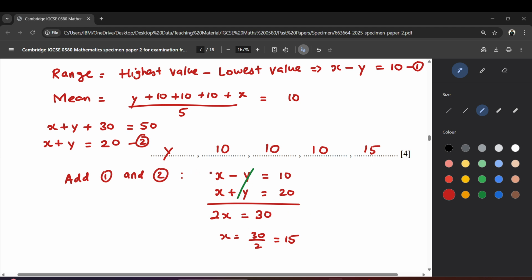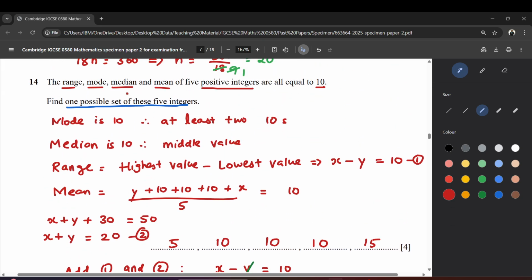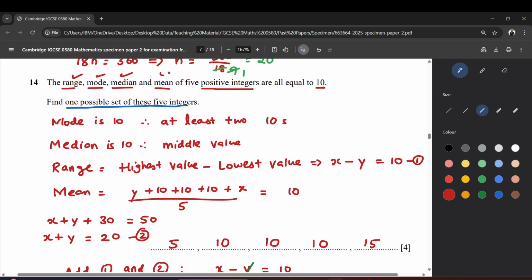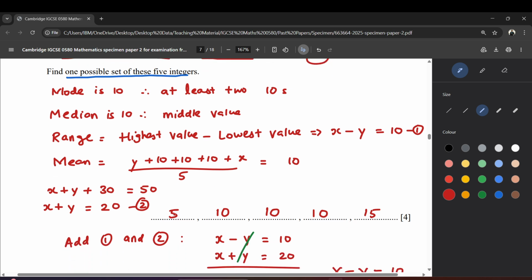Now for y, we know that x minus y is equal to 10. So 15 minus y is equal to 10. y goes to the other side, 10 comes to this side. So y is equal to 15 minus 10, which is equal to 5. So therefore, one of the sets of positive integers that will give us range, mode, median, and mean all as 10 is 5, 10, 10, 10, 15. So this is one possible set of values.